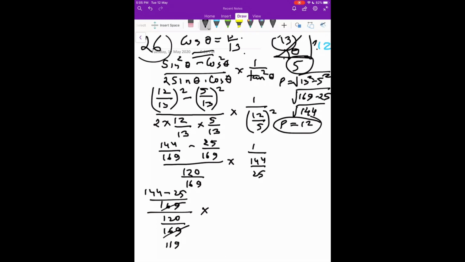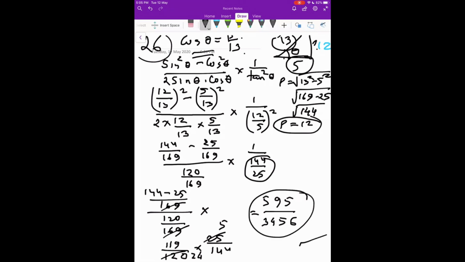So this is 119 by 120 into, now this 144 by 25, as you take it up, becomes 25 by 144. Now you can cancel this with 5, you cancel this 5 times, 5 2s are 10 and 20, then 5 4s are 20, and then you have no more cancellation. So I'll multiply 119 into 5, which is going to give you 595, and on the lower side I'll be multiplying 24 with 144. That is going to give us 3,456. This should be your final answer.